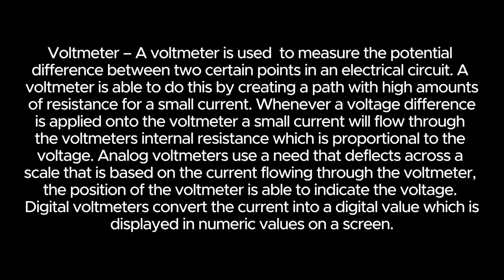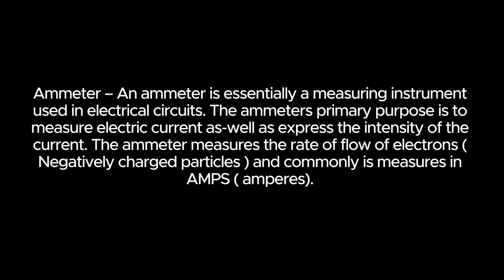I'll give you a short little summary on how resistance works, how a voltmeter works, and how an ammeter works. A voltmeter is used to measure the potential difference between two certain points in an electrical circuit. An ammeter is essentially a measuring instrument used in electrical circuits that measures the rate of flow of electrons, negatively charged particles, and commonly measures in amps.